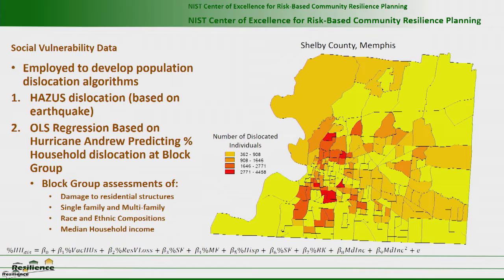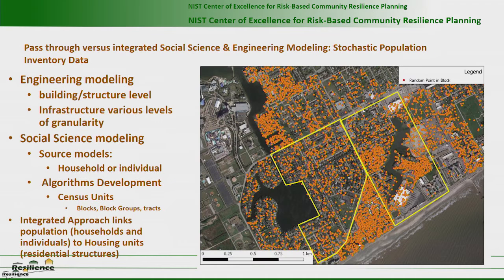For example, using HAZUS, which basically focuses on damage to single-family and multi-family structures, and based on that predicts dislocation. We've then elaborated on those by developing much broader empirical models that include damage and characteristics of the population in those areas, including income, race and ethnicity, to map out where we're going to see higher levels of dislocation given a particular event. This is for the Shelby County area. The darker red are where we're experiencing higher levels of household and individual dislocation.